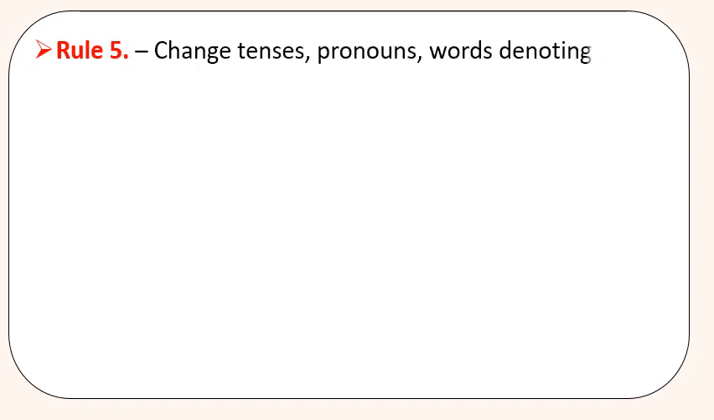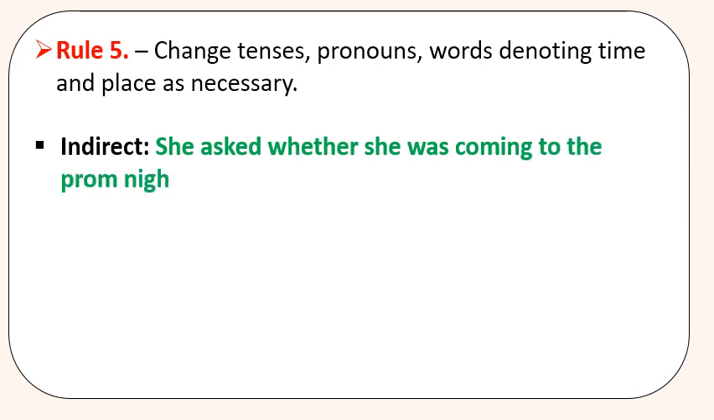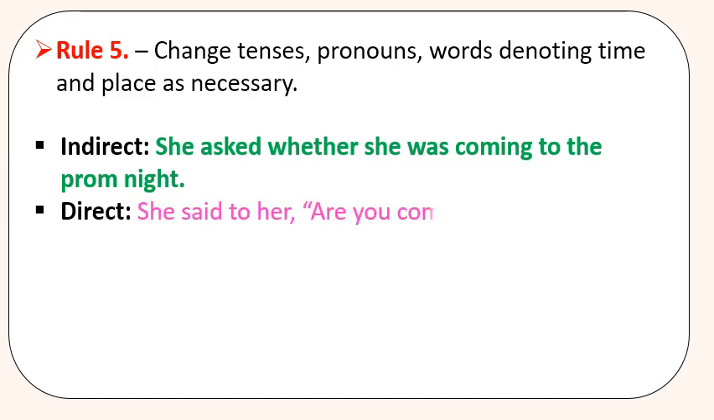Rule number 5 is change tenses, pronouns and words denoting time and places as necessary according to rule. So let us see a few examples to clarify it. Indirect speech: She asked whether she was coming to the prom night. So the direct statement is, she said to her, comma, inverted commas start, are you coming to the prom night, question mark, inverted commas close.